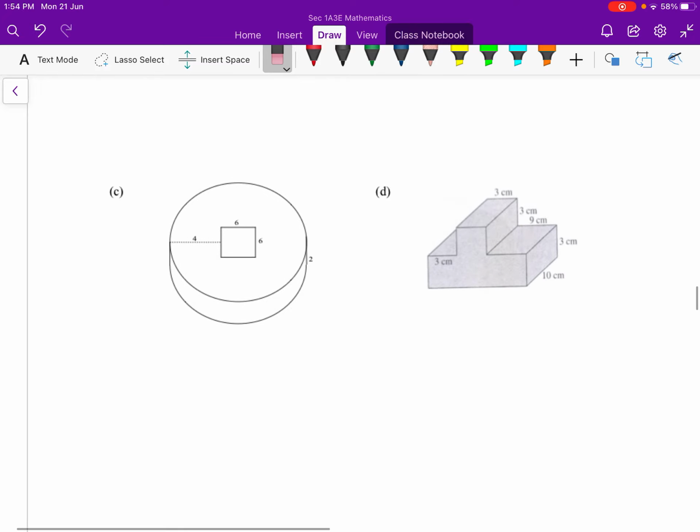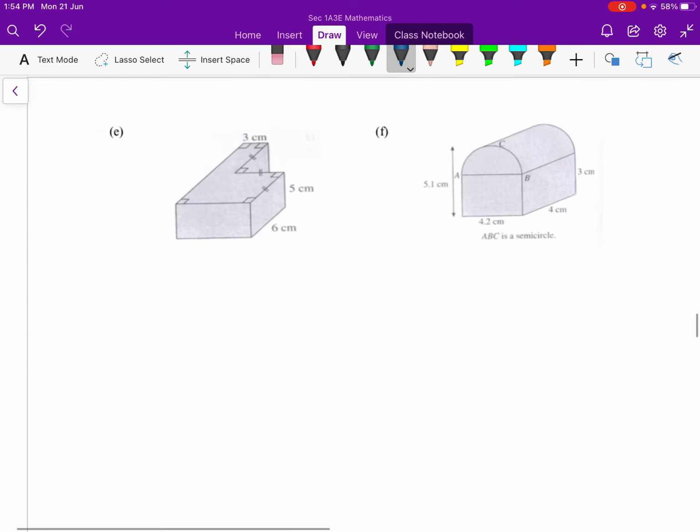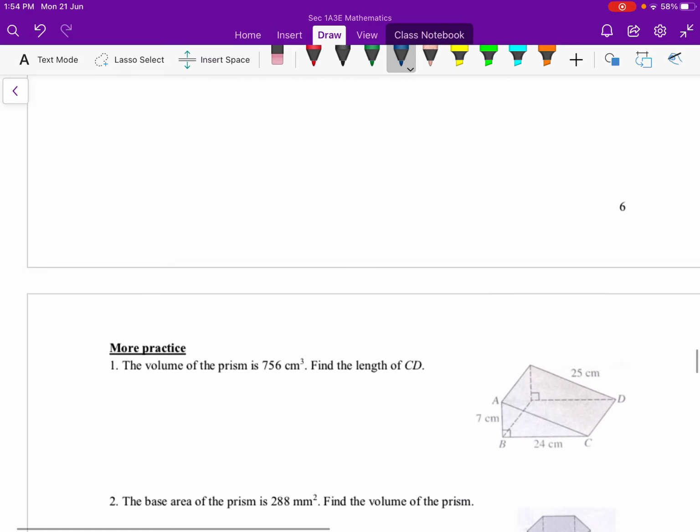Next, this represents a hole in the center. This is a hole, so our cross-sectional area will be a circle take away the area of this square. And you can try the rest by yourself.